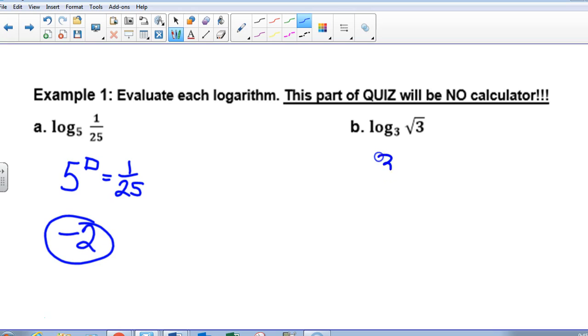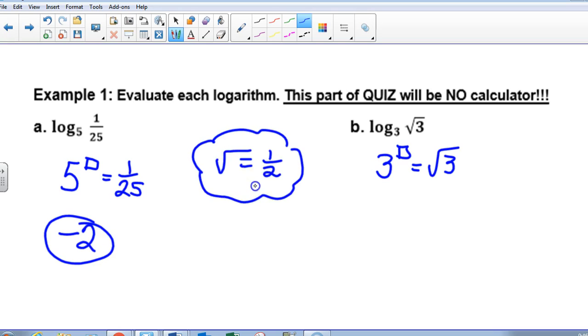This is 3 to what power is the square root of 3? You need to know that. It's the 1/2 power. Square root is the 1/2 power. That's a really important one. That should come without thinking. So 1/2 is the answer to that question.